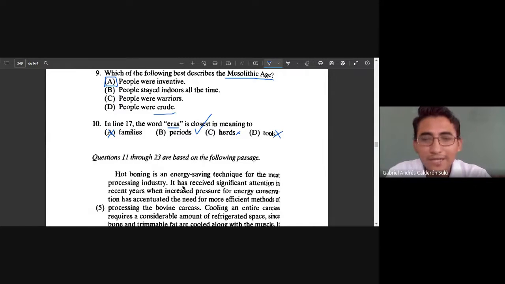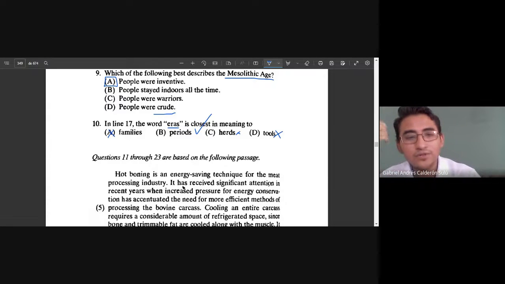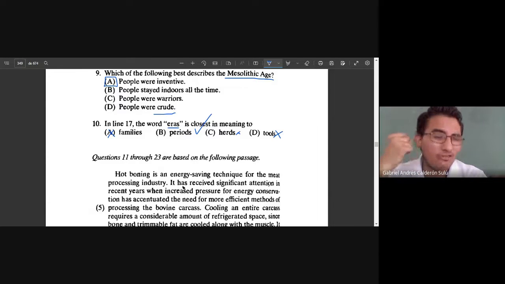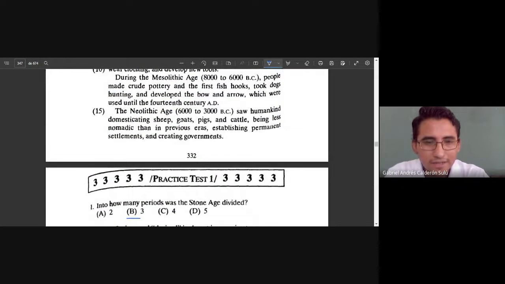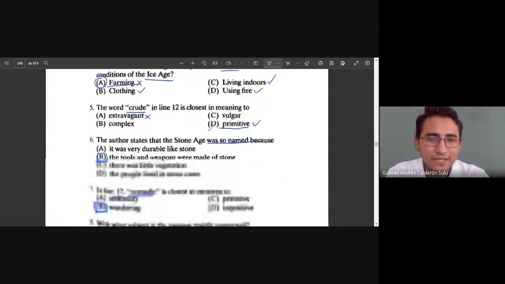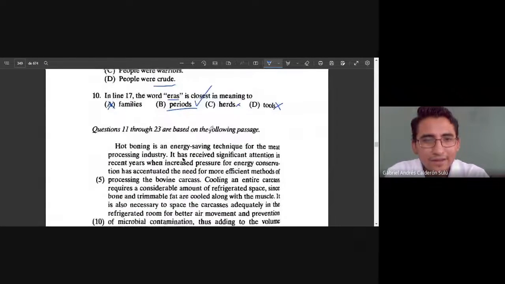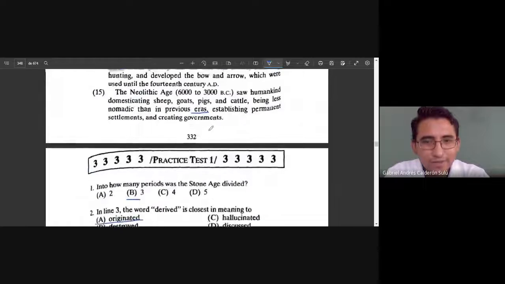Sometimes we are tempted with vocabulary questions. Sometimes we are tempted to answer. You can do it, but confirm in the text. How do you check this? You use the word periods and you substitute it in the text: being less nomadic than in previous periods. Sounds good? Yes. So that's the word. All right, and that's it, my friend. You finish with this text. Well done.